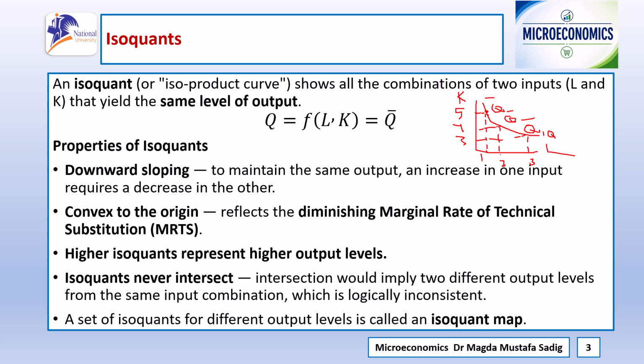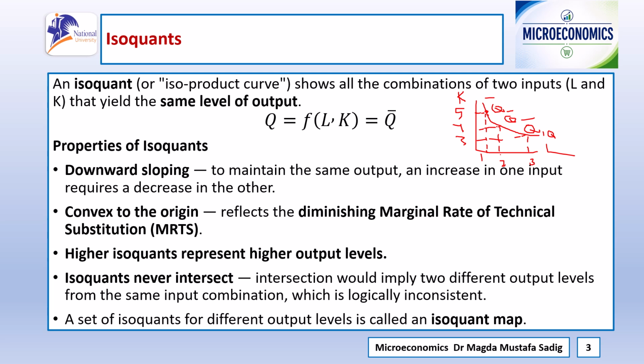The third property, higher isoquants represent higher output. An isoquant farther from the origin always indicates greater production. Fourth property, isoquants never intersect. If two isoquants crossed, one combination of inputs would produce two different output levels simultaneously. That is impossible.